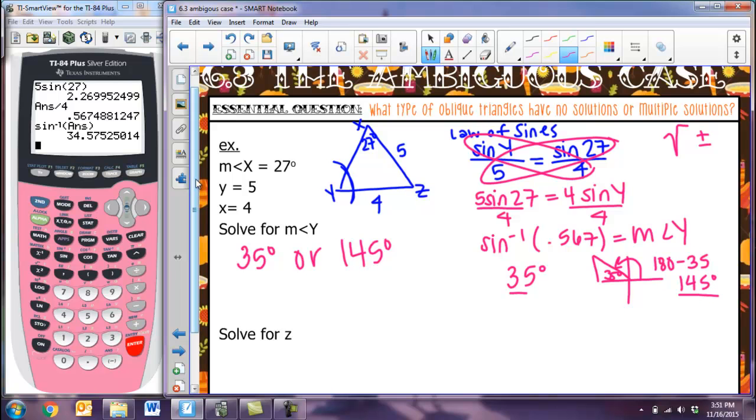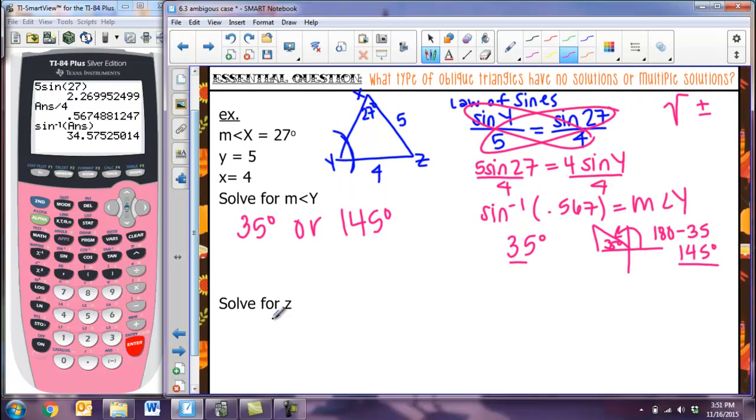Okay, now that we have that piece, if we want to try to solve for a missing side length like z, then what I'm going to have to do is take both of those cases into account. So I'm going to have one triangle that has all of the things we knew. So this is x, y, z. We have 4, 5, 27 that was given to me. And I'll have to do my first one that has y is 35 degrees.